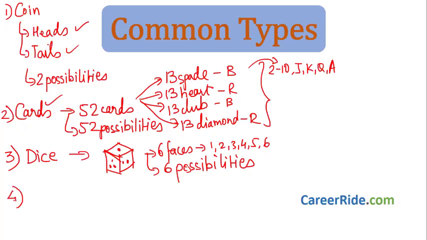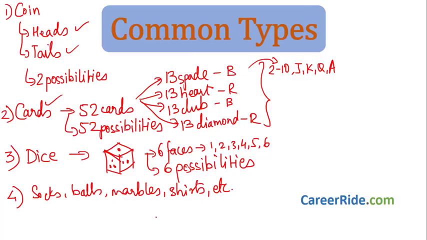Now the fourth type is generally the most asked type, that is regarding socks, colorful balls or colorful marbles, or shirts, and miscellaneous things like the number of students, how many are selected, what is the probability of it being a girl or a boy, etc. The possibilities here depend upon the total number of balls, socks, marbles, shirts, etc. So this is case by case. We will see how to solve these kinds of sums also.